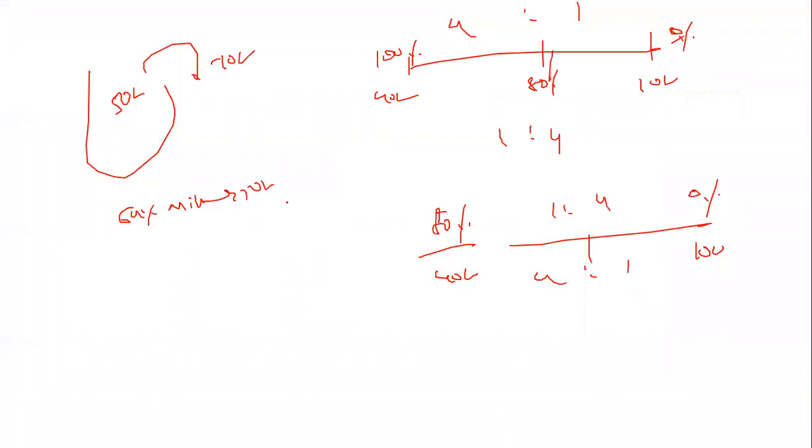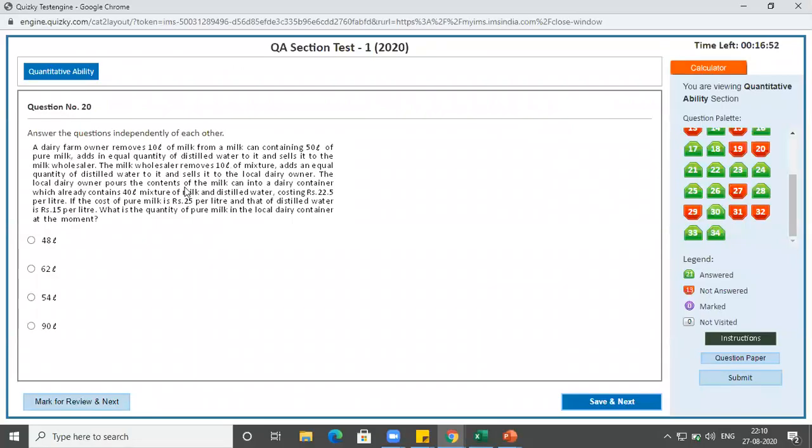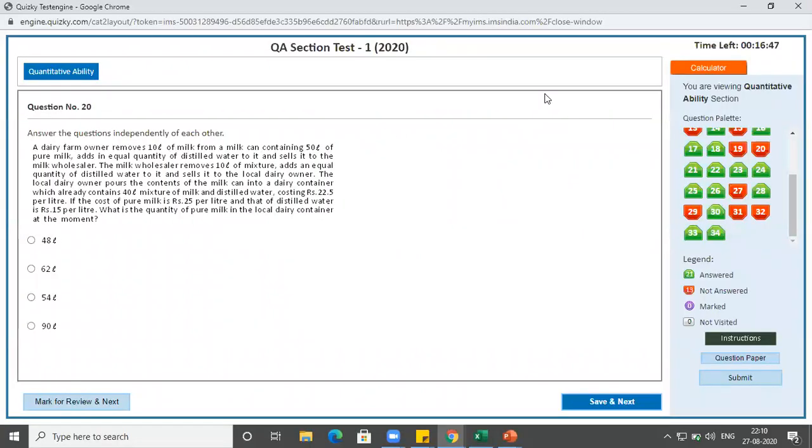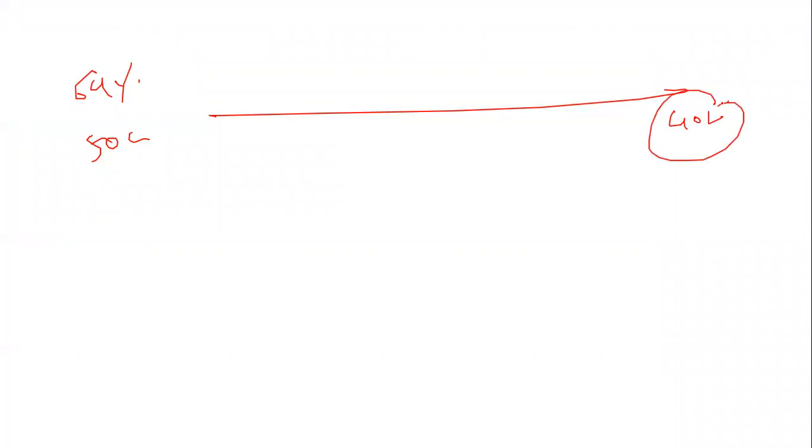Oh, okay, so 64% milk has been poured in, just 50 liters. Okay. The dairy unit which already contained 40 liters of mixture. The 40 liters of mixture is milk and water in some ratio, so that I'm selling it at 22.5. And milk is 25 and water is 15. So that's like 1:1:3 ratio, 3:1 would be my milk. So that means 3/4 is my milk. So 75% milk is what I'm talking about.